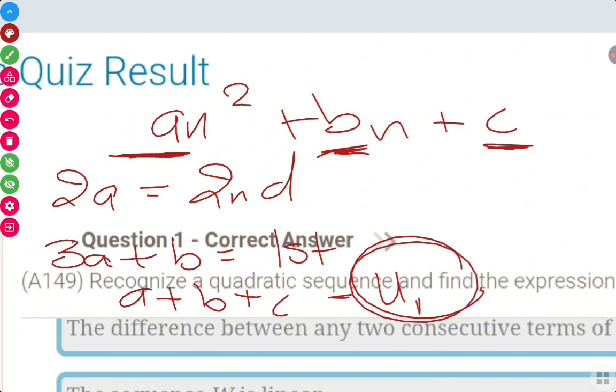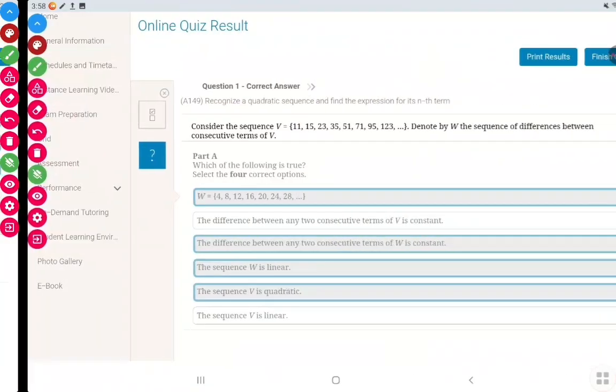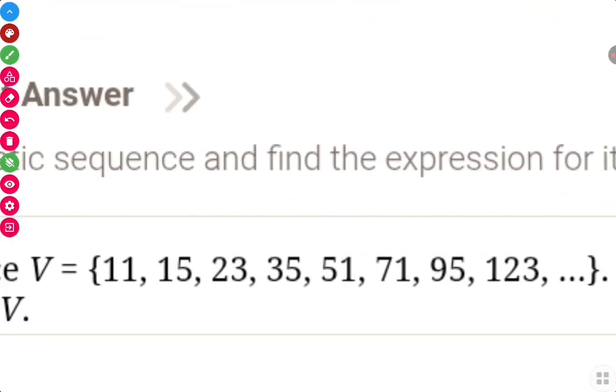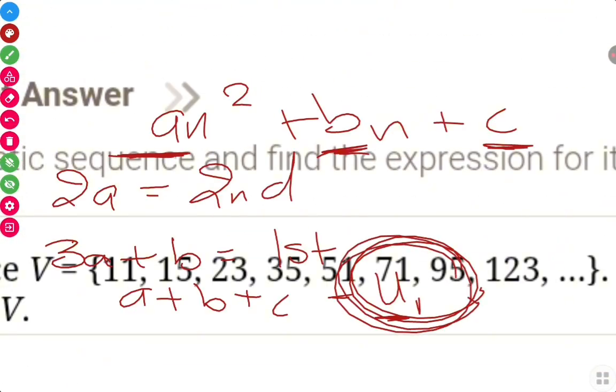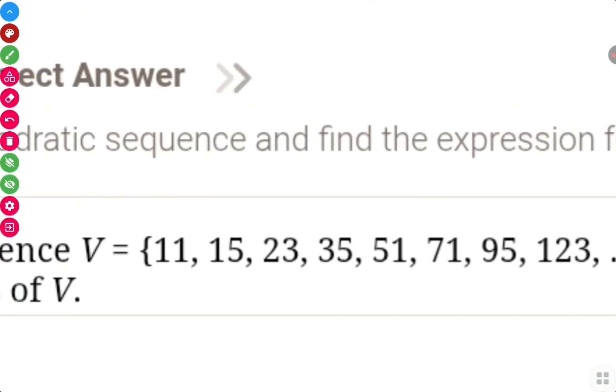u1 is the first term, because u is a name, okay? So if we go back to our sequence over here, u1 is like the position of the number. So 11 is the first number in the sequence. So 11 would be u1, or in this case, because the name of the sequence is v, 11 would be v1, okay? This letter over here is just a name. It has no meaning. It's not a variable.